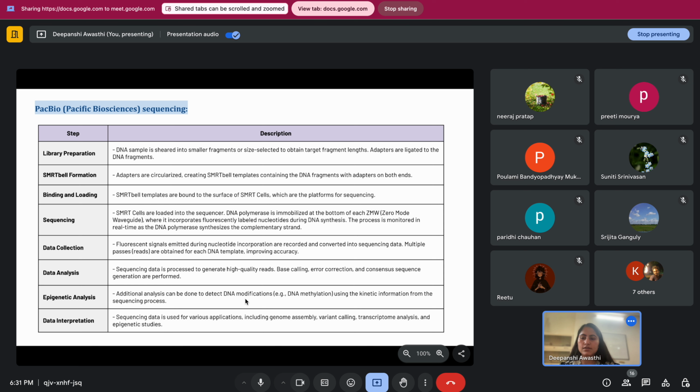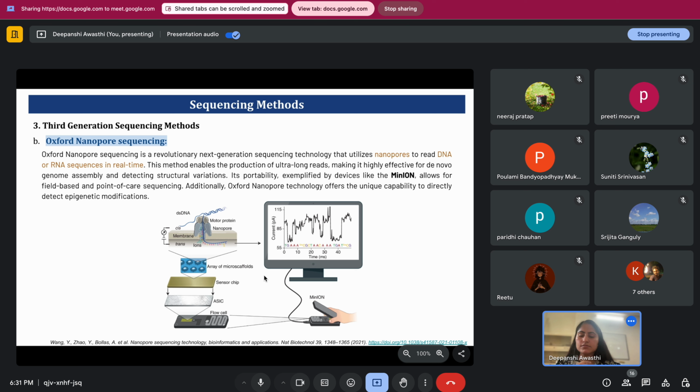And then this is the detailed step by step process involved in Pacific Biosciences. So you can go through this if you want to know more in detail about the PacBio sequencing. Then comes the Oxford nanopore sequencing.